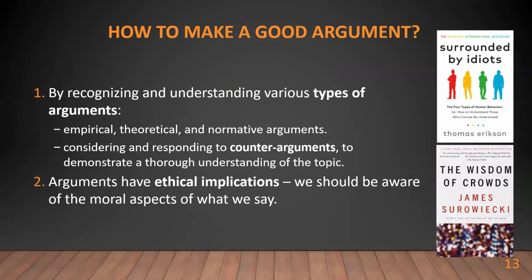Now, how to make a good sociological argument? I'm just going through the points in Graham Crowe's book. So the first one is that we recognize and understand various types of arguments. We have empirical arguments, appeals to the empirical data, and Žižek has not much of that, but then we have theoretical arguments, and he has a lot of that, and we have normative arguments, and he has a lot of that. So he's strong on the theoretical and normative side of things, so how things should be, and criticizing the social norms.